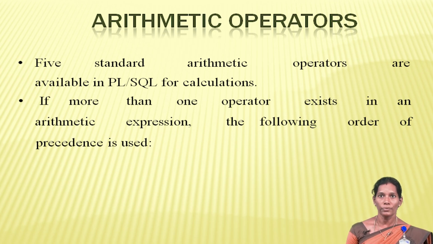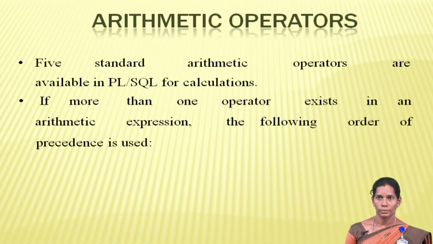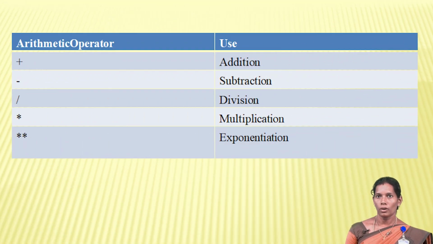Exponentiation is performed first. Multiplication and division are performed next, and addition and subtraction are performed last. If more than one operator of the same priority is present, they are performed from left to right. Whatever is in parentheses is performed first. These are arithmetic operators: addition, subtraction, division, multiplication, and exponentiation.